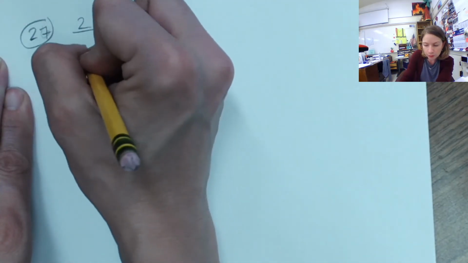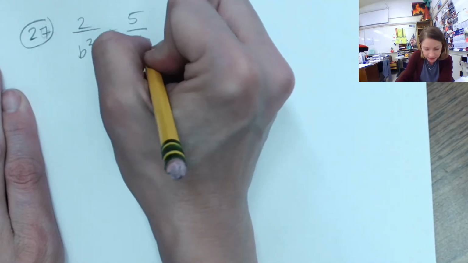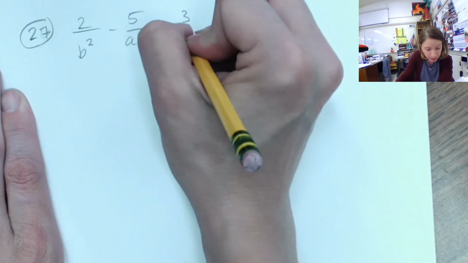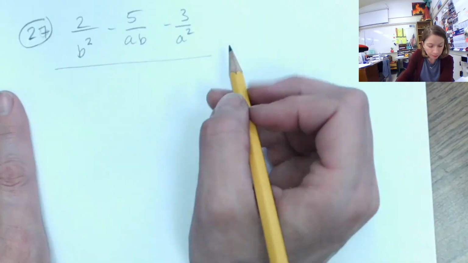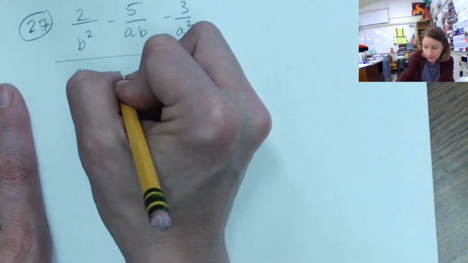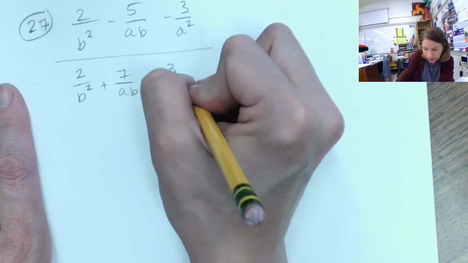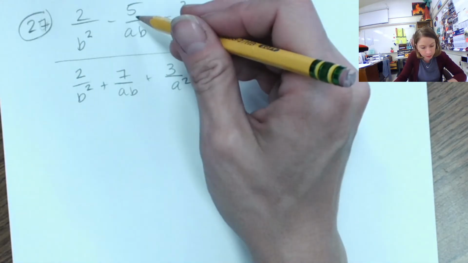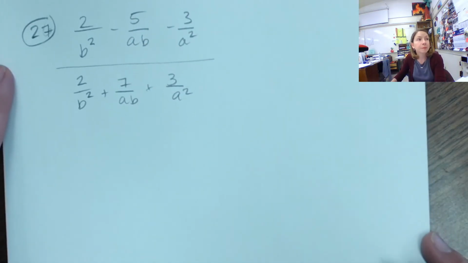So 2 over b squared minus 5 over ab minus 3 over a squared. And then on the bottom, I'm going to have 2 over b squared plus 7 over ab plus 3 over a squared. And then those are addition. Okay, just making sure my signs and everything are right.